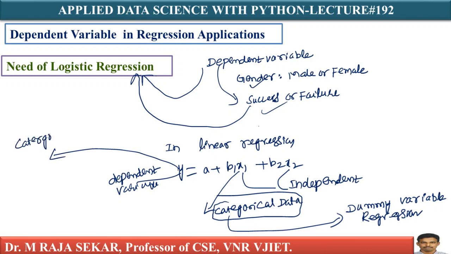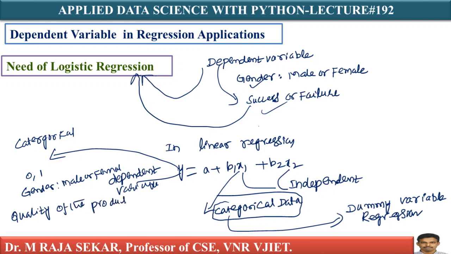If Y is categorical data, it may take two possible values, 0 or 1. It may be gender, as I told you. Gender means there are two possibilities, male or female, isn't it? It may be the quality of the product. There are two possibilities, and this is also categorical data. Quality of the product means it may be good quality or bad quality.